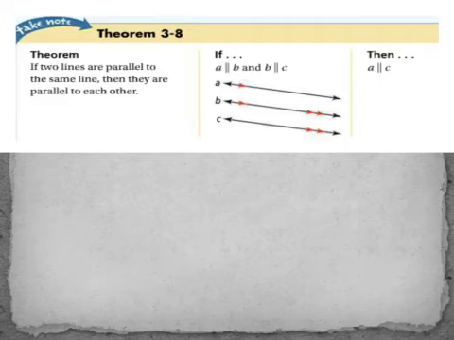Theorem 3.8 says that if two lines are parallel to the same line, then they're parallel to each other. This is similar to the transitive property, but we're going to explain it as a theorem if we're given it in a proof. So if A is parallel to B and B is parallel to C, then A is parallel to C. In a proof, if these were our givens, this would be our statement, and our reason would be: if two lines are parallel to the same line, then they are parallel to each other.